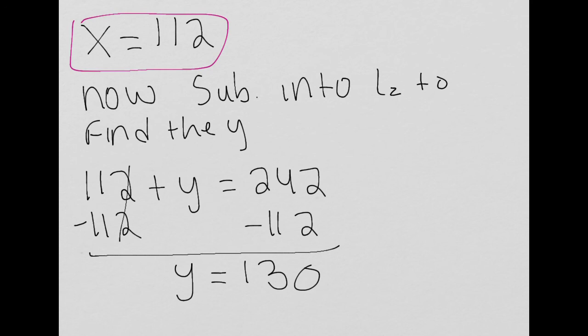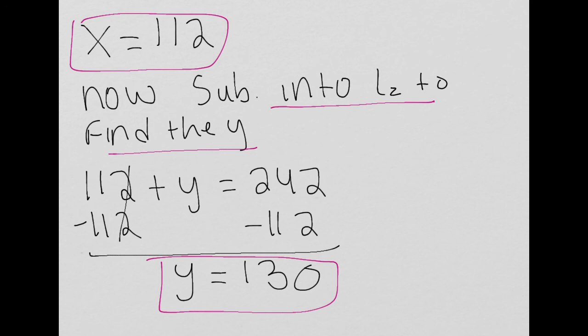Once we find out what x is, we're going to substitute that back into line 2 in order to find the y. We do that here. And that gives us y equals 130. So this is for adults, and this is for the children.